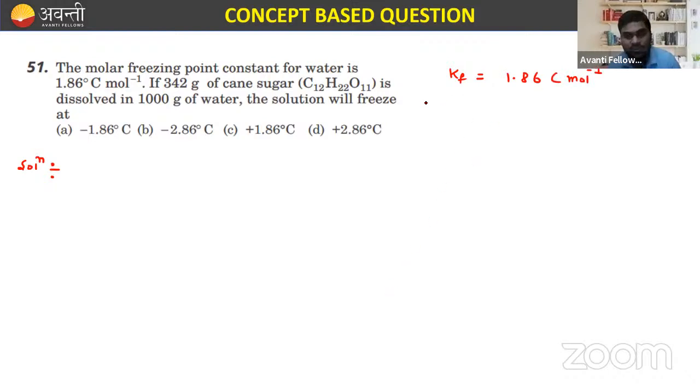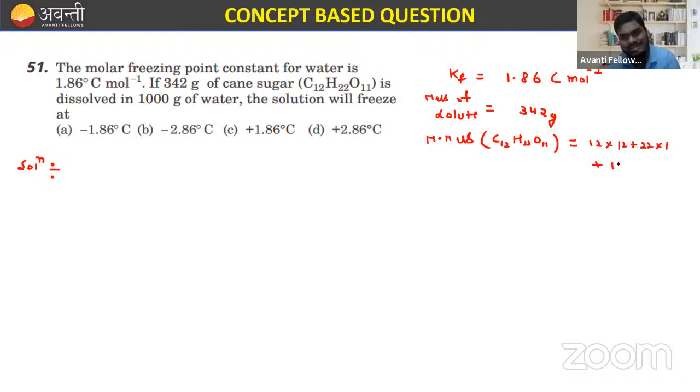If 342 gram of cane sugar, that is, the mass of solute is also given. Mass of solute is nothing but 342 gram, cane sugar. So now the molar mass of cane sugar, you can easily calculate because the formula is provided. We can calculate molar mass like 12 into 12 plus 22 into 1 plus 11 into 16. So just by solving, we get 342 gram per mole. So this is the molar mass of cane sugar.